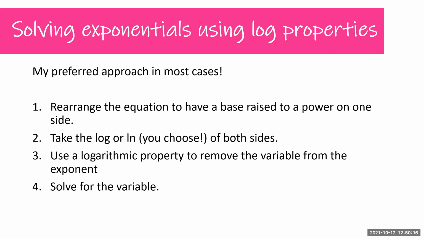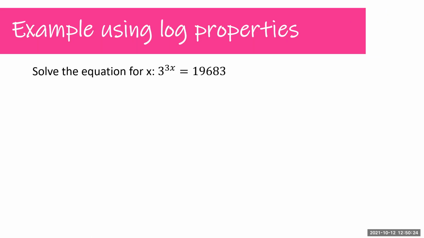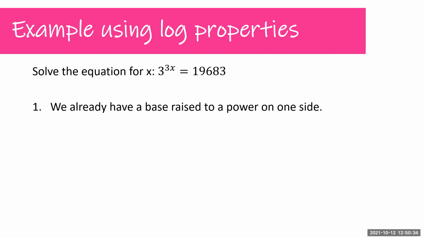Then you're going to use one of the logarithmic properties to remove the variable from the exponent, and you're going to solve for that variable. Let's look at some examples. Let's say that we want to solve for x in 3 to the 3x equals 19,683. We need to get that 3x down. We already have the base raised to a power only on one side.